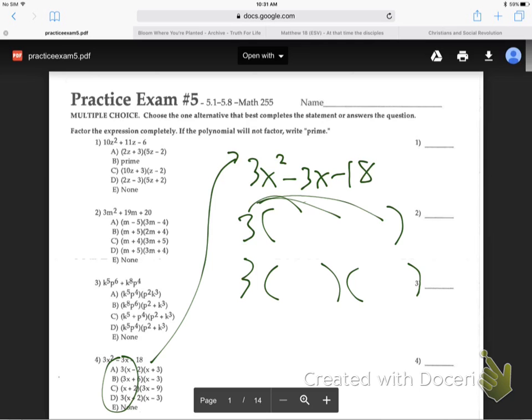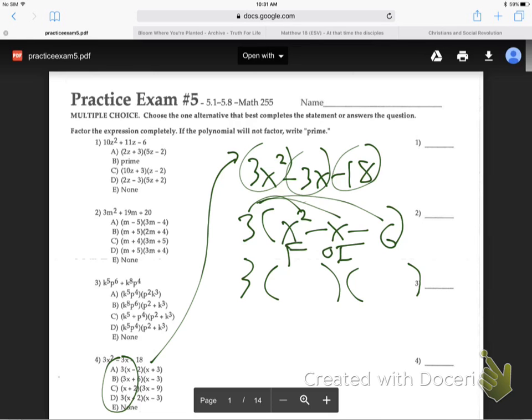So first off, take the 3 out. That'd be x squared minus x minus 6. Right? Because that works, doesn't it? 3 times x squared, 3 times x, 3 times 6, right? It's all good. Now we go from there.